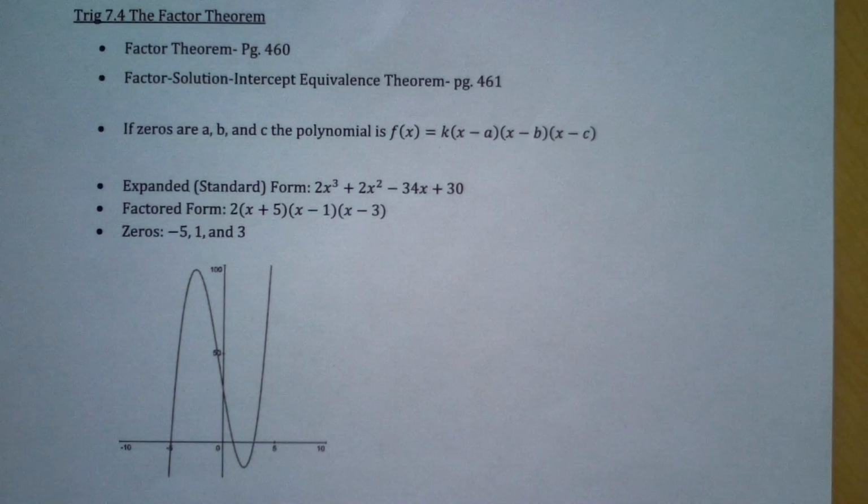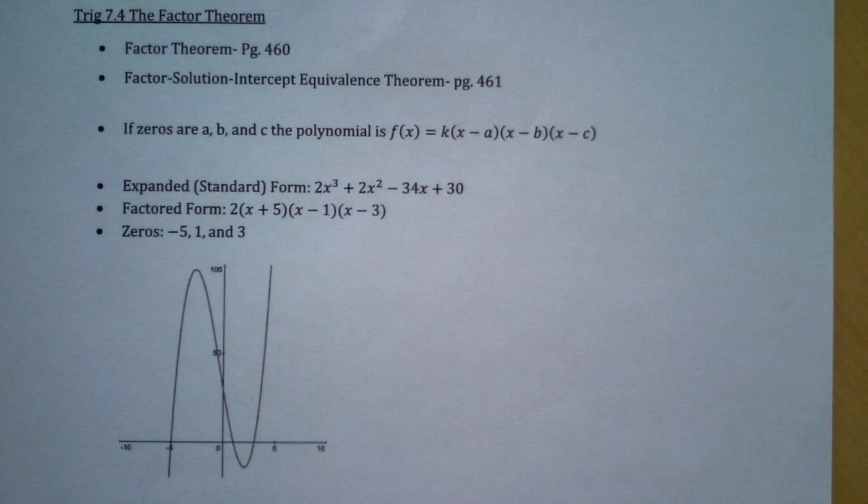Those two theorems are kind of confusing, if you ask me. For a polynomial p of x, x minus c is a factor of p of x. That was the same x minus c that we used the other day for our remainder thing. If and only if p of c is equal to 0, and then that other one leads into that. I think what that other one, the factor, solution, intercept equivalence theorem, is trying to do is walk you through steps.